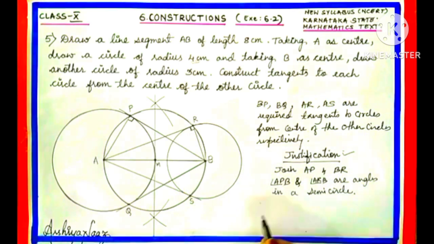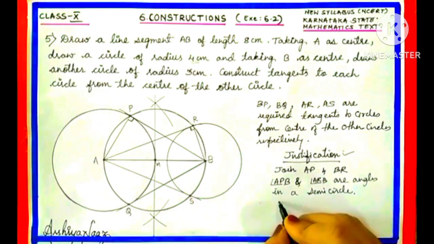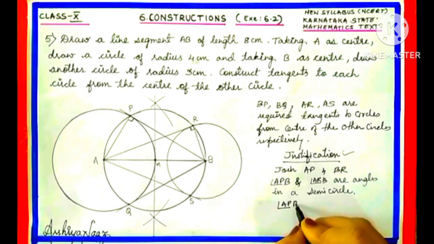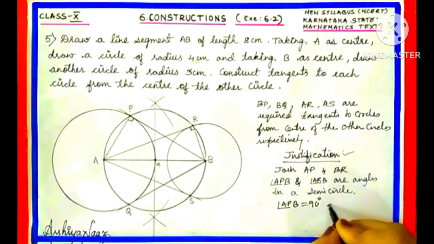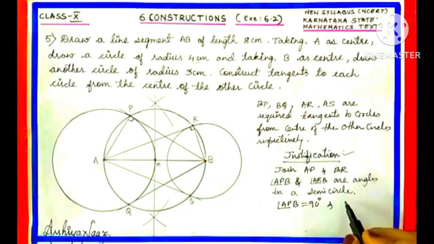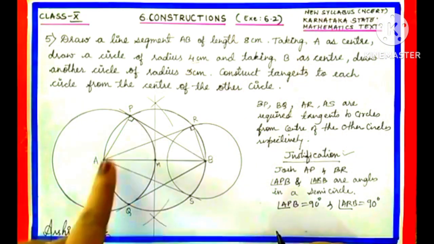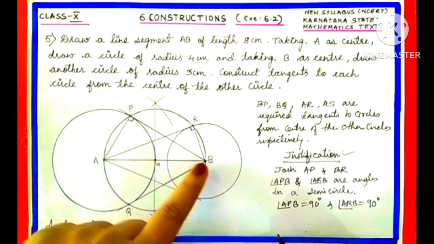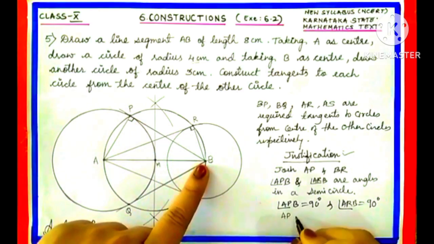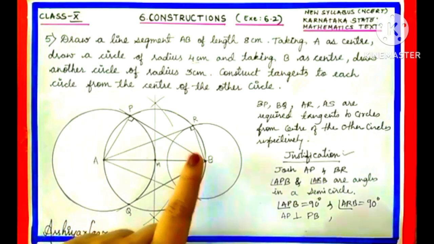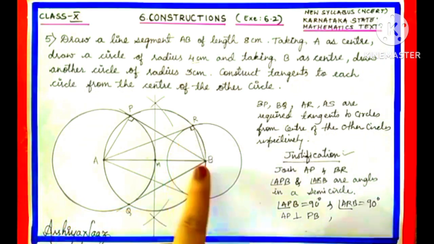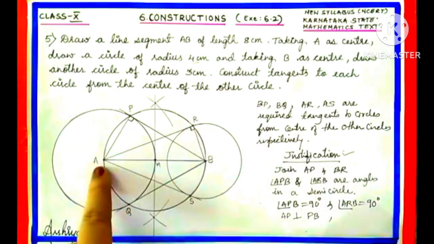So if these two angles are in semicircle, then we can write angle APB equal to 90 degree and ARB equal to 90 degree. This angle is equal to 90 degree, then we can write AP is perpendicular to PB. So AP is perpendicular to PB. Similarly, this angle is also 90 degree. So what we can write? BR is perpendicular to AR.